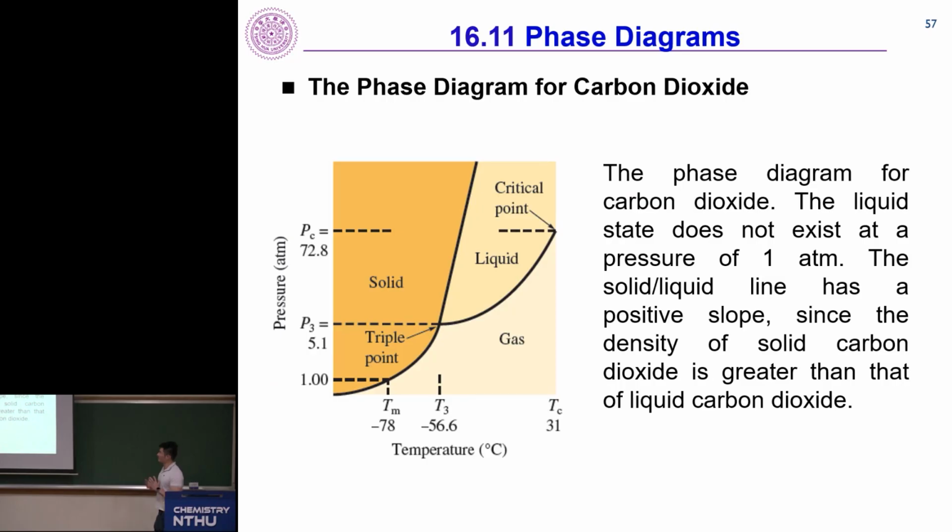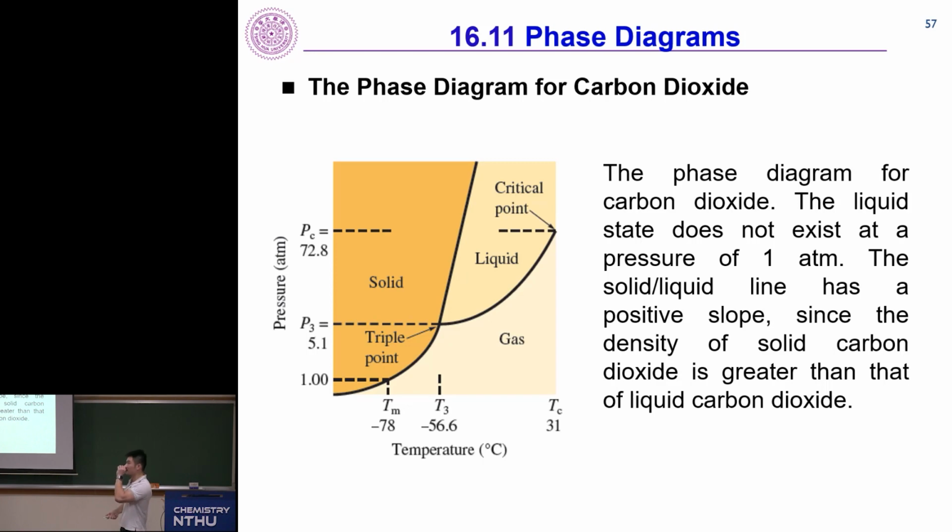Okay? This is the normal phase diagram. Why? Because you can see that the line between solid and liquid has a positive slope. This is the normal one. And this is the one for carbon dioxide. And again, we have points: the melting point, the triple point, and the critical point. We don't have a normal boiling point here, right?